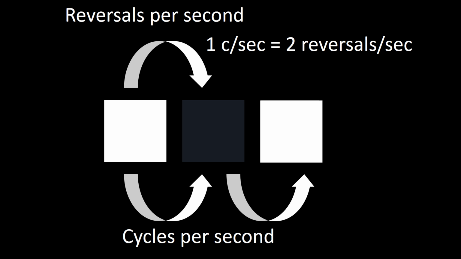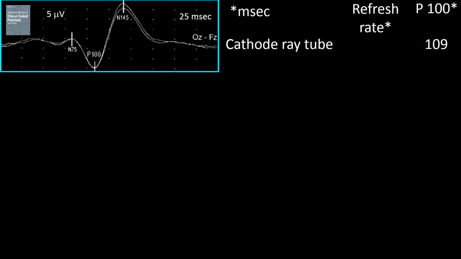Another important determining ingredient in the reversal frequency is the refreshment rate. That is the time it takes for all the checks in the board to change from one color to the other. In this frame, I am representing a visual evoked potential done using a cathode ray tube. Cathode ray tubes change from one color to the other instantaneously. Notice that using this system, the latency to P100 is 109.